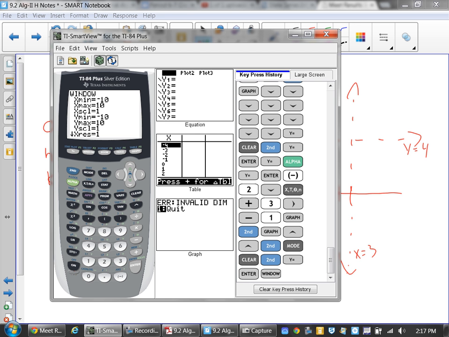Okay. Go to your window. You're going to reset your window. Your window's probably all sorts of messed up. Put it into a regular 10 by 10 window with your X and Y scale factors at 1. It just makes the cleanest windows. Okay.